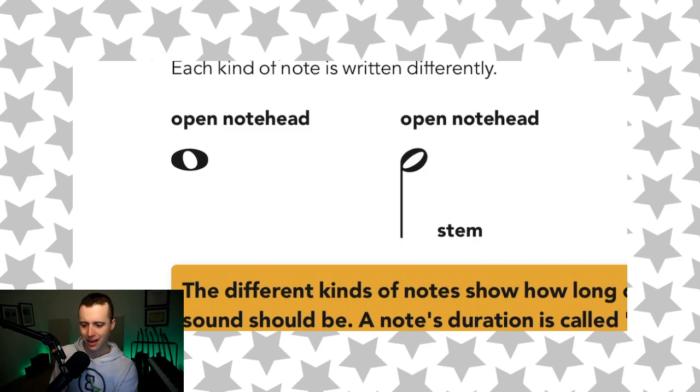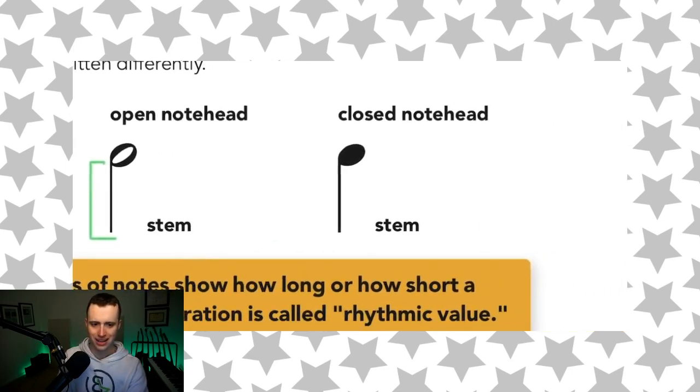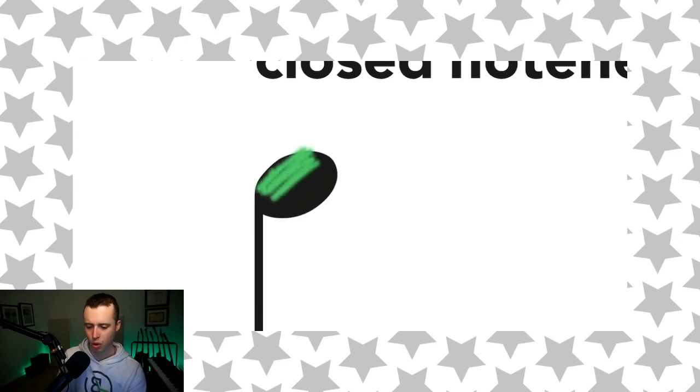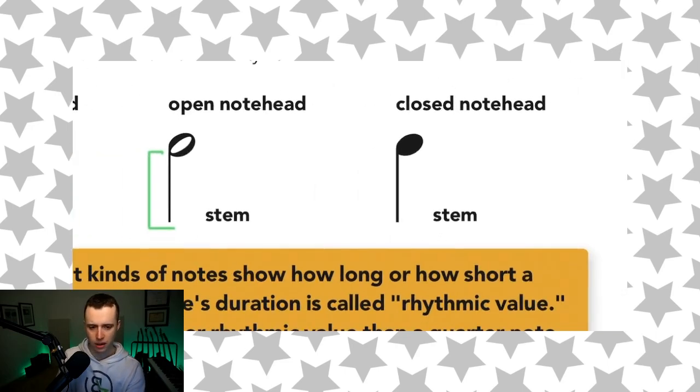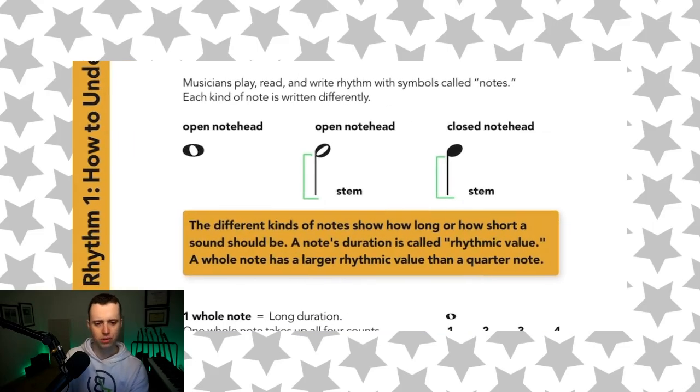And then we have a stem. The stem is this line right here that comes down from the note head. So we have an open note head and a stem. The last type of note for us to look at is a closed note head. It's called a closed note head because the whole note head is colored in. The closed note head can also have a stem. So we have an open note head that is pretty much level, an open note head that's tilted with a stem, and a closed note head with a stem.